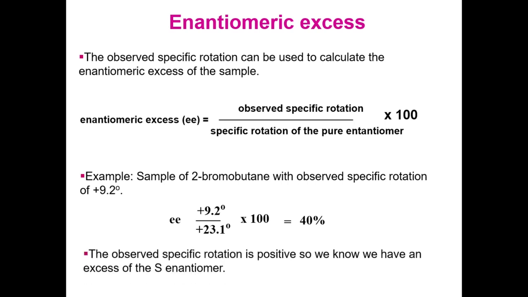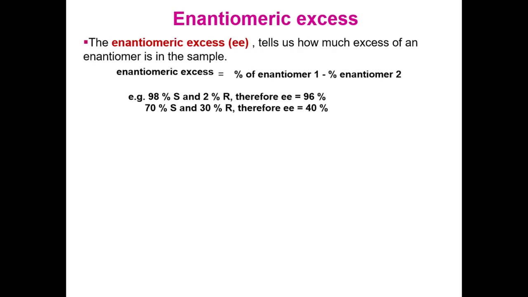The observed specific rotation is positive, so we know we have an excess of the S enantiomer. So the S is in excess because it's plus, and the EE is 40%. The enantiomeric excess tells us how much excess of an enantiomer is in the sample. Another way of looking at this is in terms of the percentages of the enantiomers that are present. To get the enantiomeric excess, you take the percentage of enantiomer 1, subtract the percentage of enantiomer 2, and you get your EE.